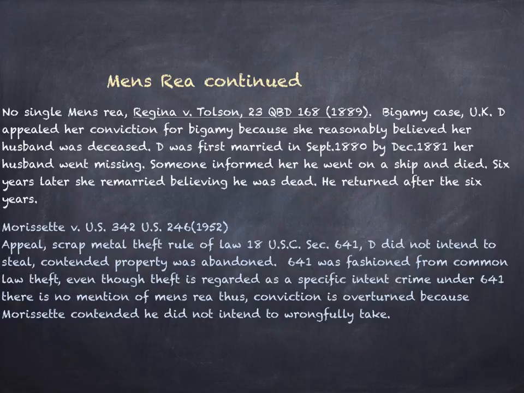Now, mens rea, to continue, we went over this before. If you recall, there was a bigamy case. This is, by the way, English law. There was a case where a woman got married and she had a husband, and he disappeared, I think less than a year into the marriage, or just about a year after the marriage.